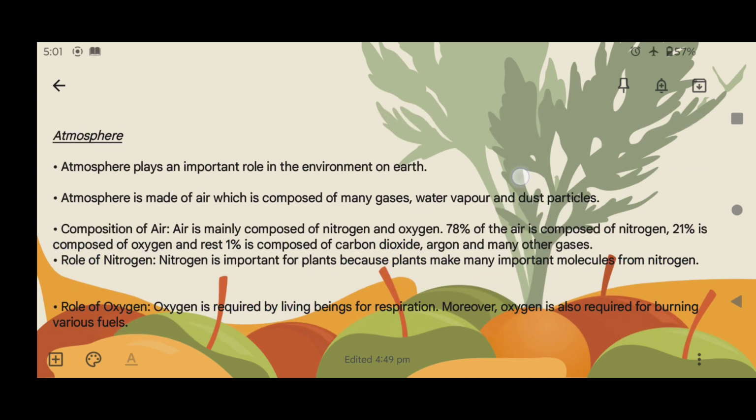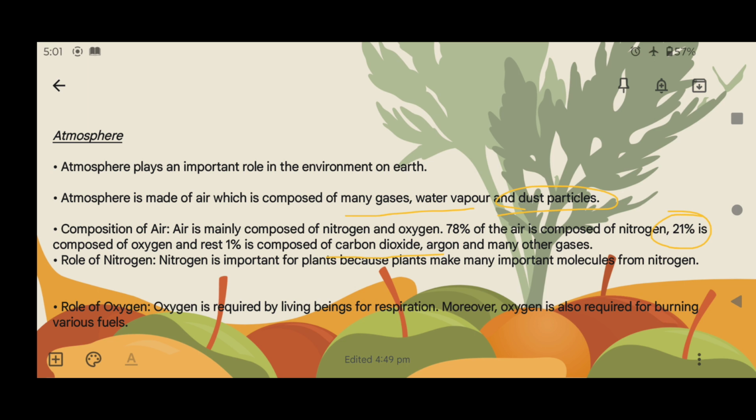Atmosphere. Atmosphere plays an important role in the environment. Atmosphere is made of air which is composed of many gases, water vapors and dust particles. Composition of air. Air is mainly composed of nitrogen and oxygen. 78% of the air is composed of nitrogen, 21% is composed of oxygen and the rest 1% is composed of carbon dioxide, argon and many other gases.